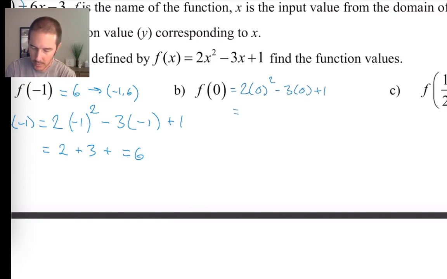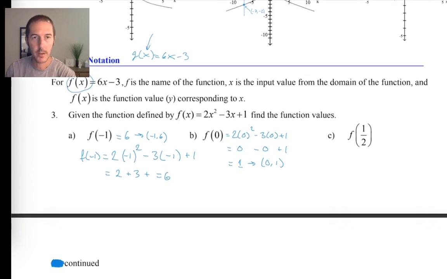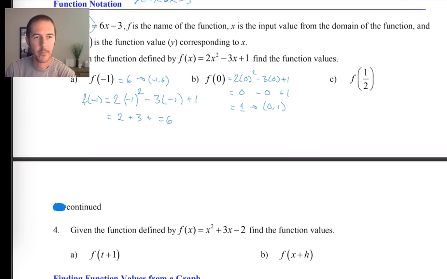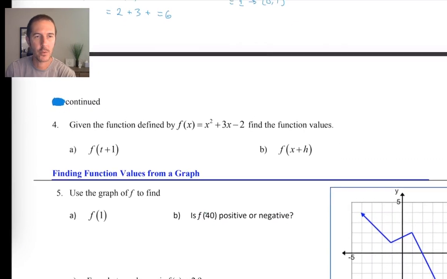2 times 0 is 0, minus 3 times 0 means we're subtracting a 0, plus 1. Boy, that's nice. When you plug in a 0, a bunch of those terms disappeared, and we get just 1. So f of 0 is equal to 1, which means we could plot the point (0, 1). And then you could certainly plug in a value of 1/2.